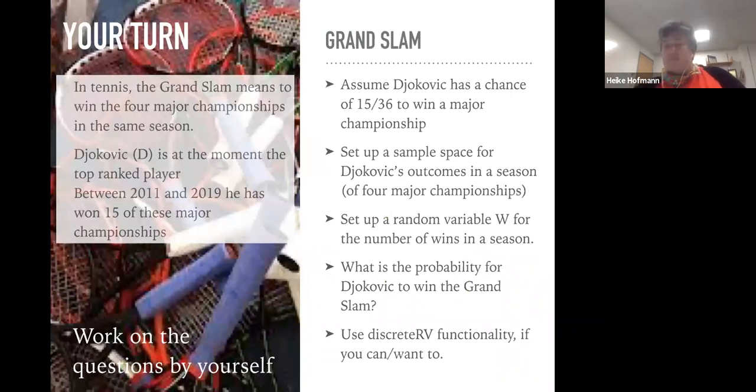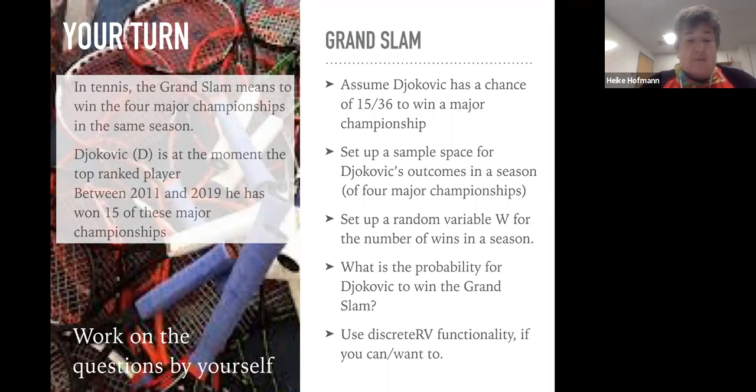So let's assume that, or no, not let's assume, tennis. So the Grand Slam means to win 4 major championships. It's actually the Australian Open, French Open, all of those. So there's 4 major championships in tennis. And winning all 4 of them in one season is the Grand Slam. So we've got a player, Djokovic. He's at the moment the top ranked male player in tennis.